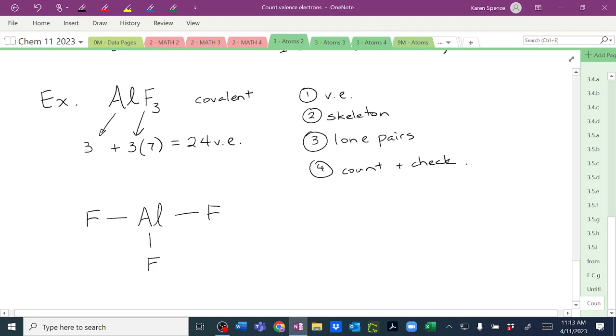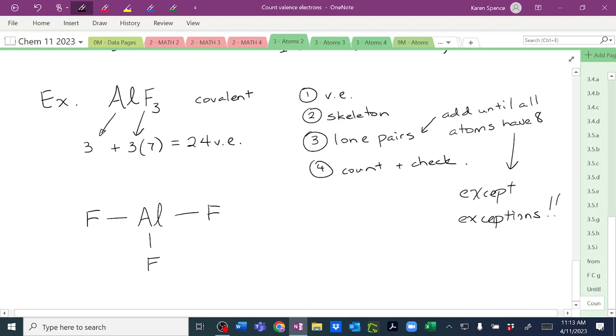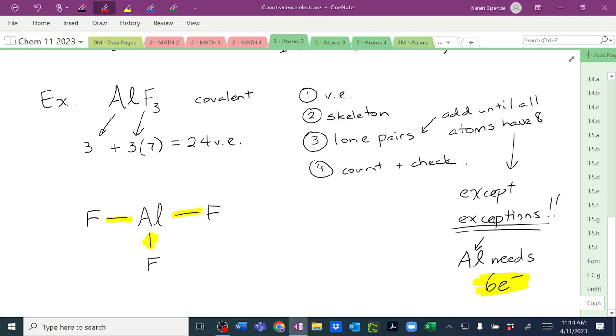And now we're going to add lone pairs until all atoms have 8, except the exceptions. Do we have any exceptions here? Yes, we do. Aluminum needs how many electrons? 6 electrons. How many electrons does aluminum have right now? It has 2, 4, 6 electrons. Already done.